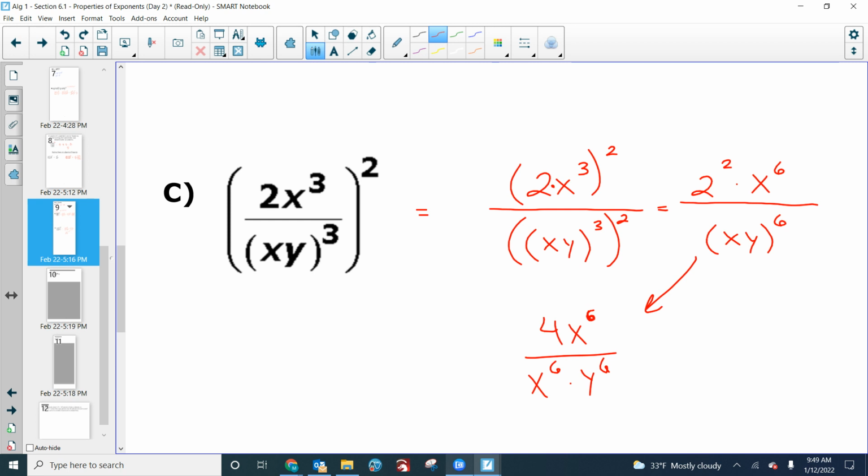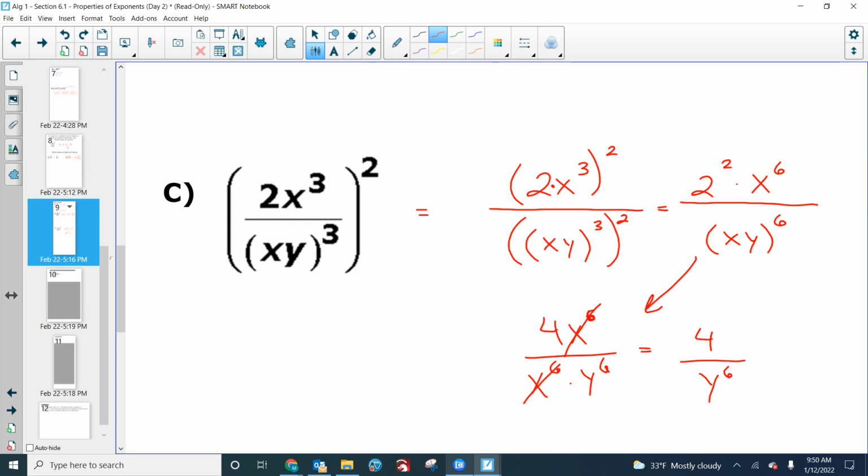Can that be reduced at all? We have all multiplication, top and bottom, right? Can anything be canceled? Matthew: The x to the 6th. What is x to the 6th over x to the 6th? 1. What's 4 times 1? 4. What's 1 times y to the 6th? That is your final, simplified, happy answer. Tricky.